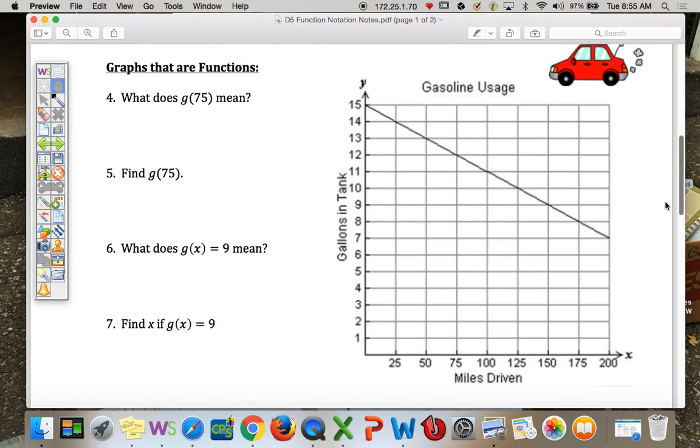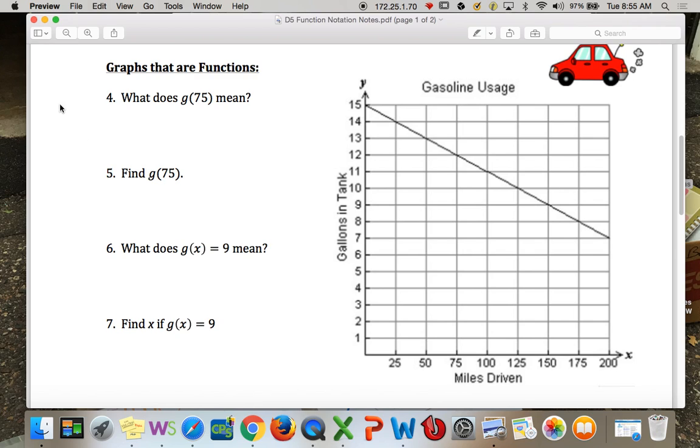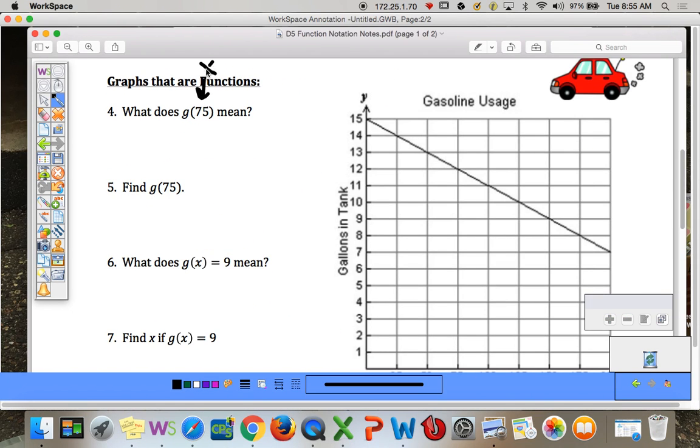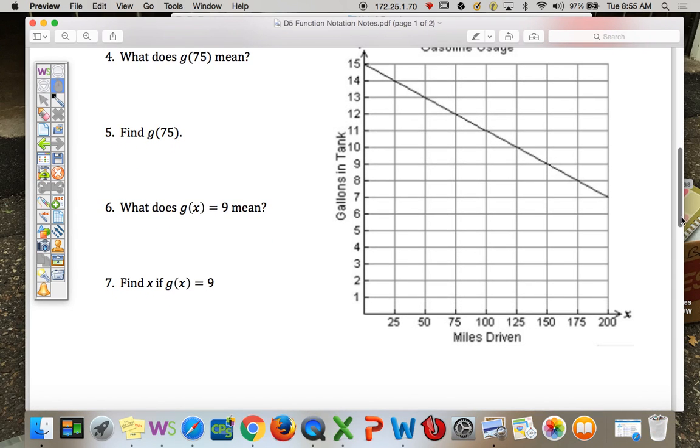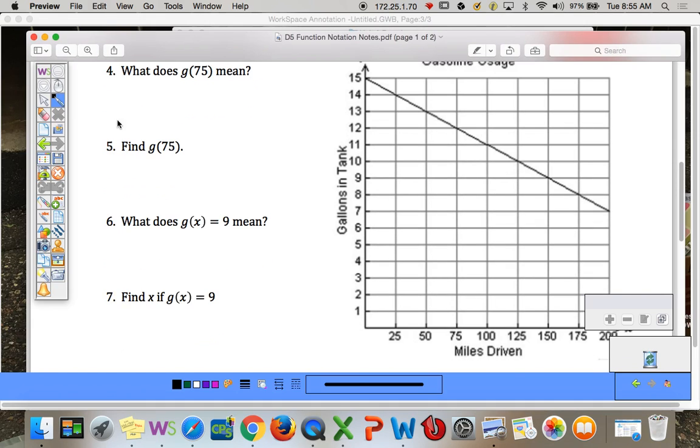All right, let's take a look at graphs that are functions. Again, this is a function. It would pass the vertical line test. For every input, there's only one output. And this says, what does g of 75 mean? So 75 is the x value, which is the independent variable, the thing on the bottom of the graph. So it's saying when the miles driven is 75, how many gallons are in the tank?